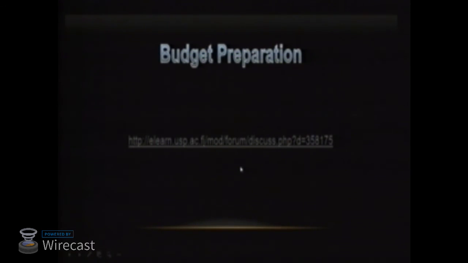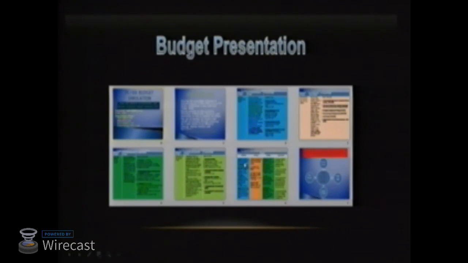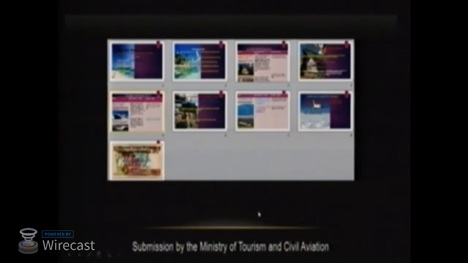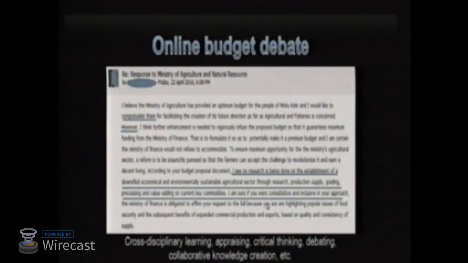Oh, fantastic. Sometimes I think there's a conspiracy, but today everything's all right. Okay, so this is what it looks like when it comes to the finance minister and his or her team. This is a slightly more visually appealing one. It comes from the Ministry of Tourism and Civil Aviation.